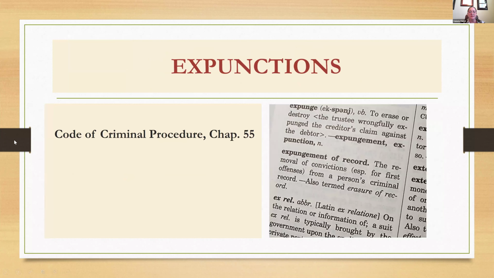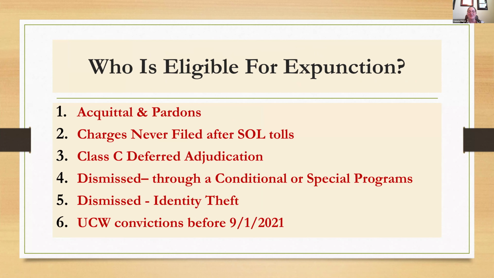Let's see. So expunction of record, removal of convictions from a personal record. So we just have that. And who is eligible for expunction? We kind of already covered this a little bit. If your case was dismissed, or you were pardoned by the governor, if charges were never filed after the statute of limitations tolls.